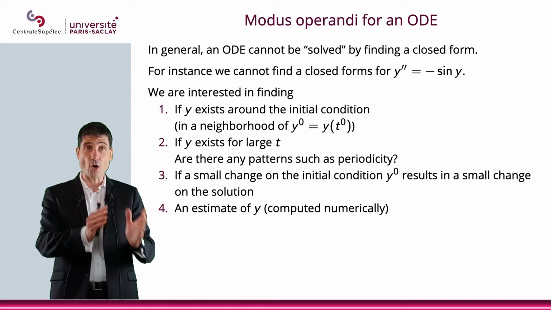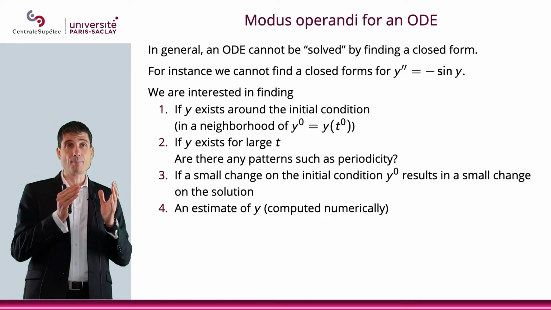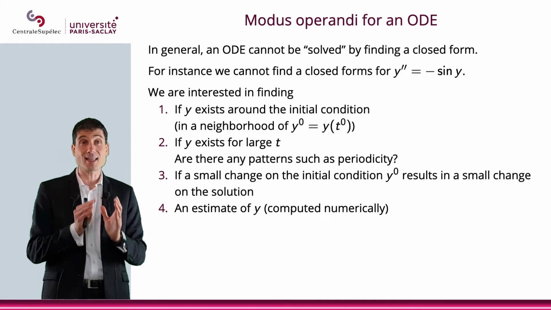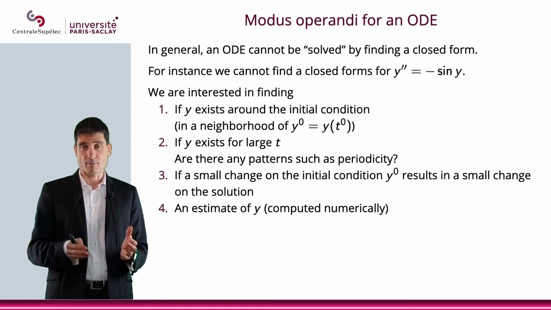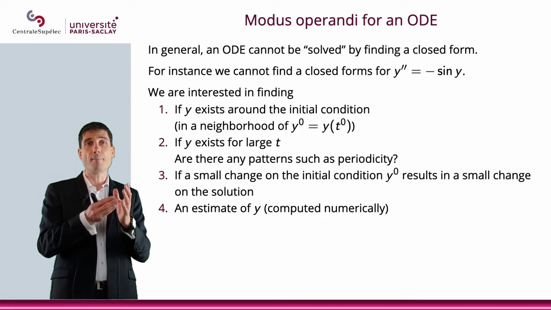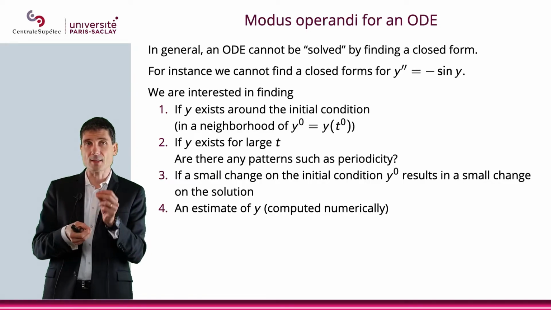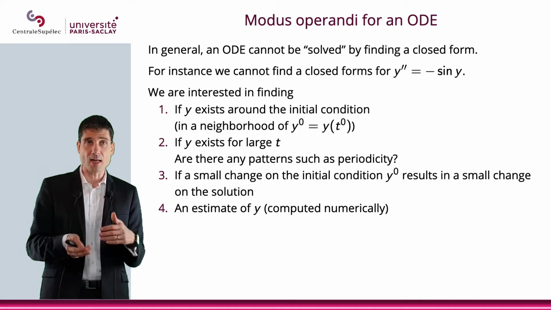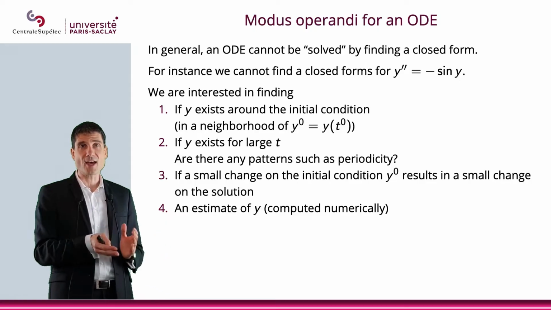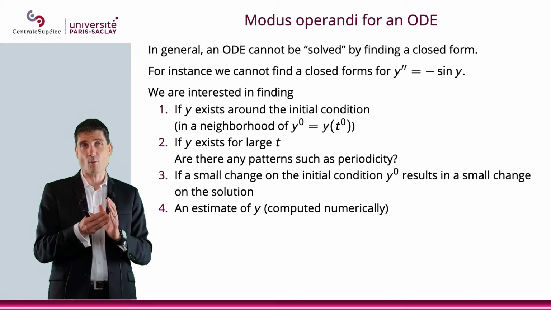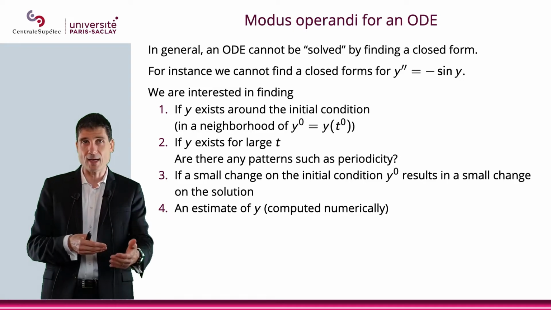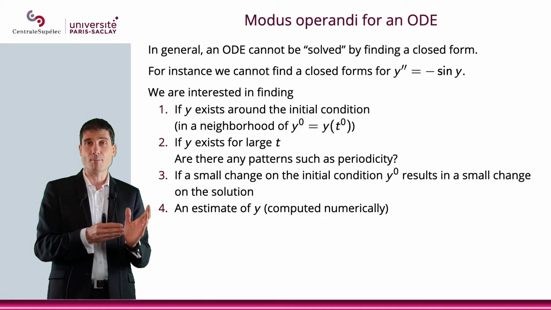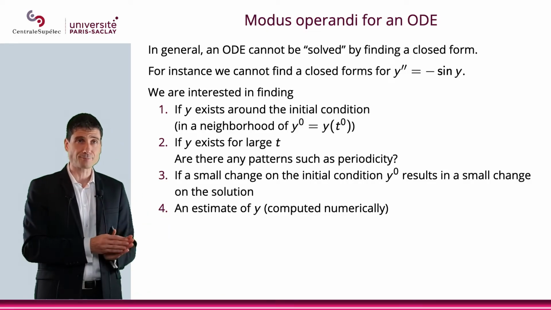And here's what you're going to do. First, you want to figure out whether the solution exists. First, does it exist around the initial condition? In other words, in the neighborhood of the initial condition, when you're going to fix y of t naught equals y naught, will you have a solution? And maybe actually when you have a second derivative, maybe you're going to have to add something else, like for instance, y prime of t naught equals something as well. So the initial condition might depend on the ODE you have.